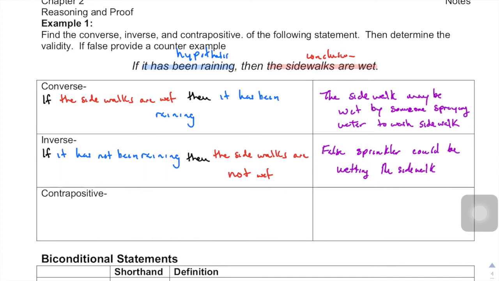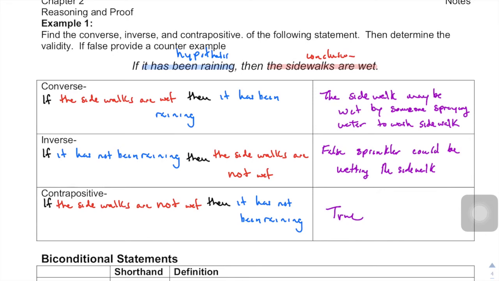And then we have a contrapositive, again, which reverses the inverse. So if the sidewalks are not wet, then it has not been raining. That's actually true. No wet sidewalks, no rain.